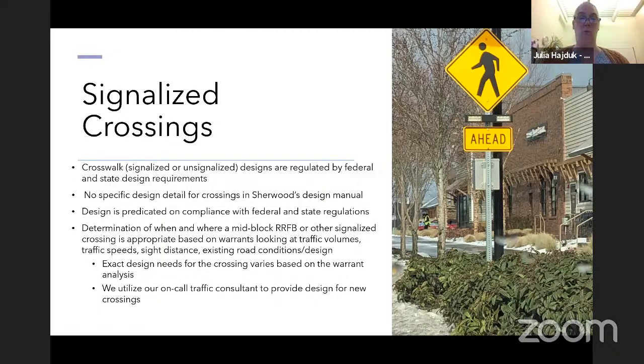Again, it needs to be based on warrants, looking at traffic volume, speed, sight distance, existing road conditions, and design. The exact design is going to vary depending on those situations. And then we utilize our on-call traffic consultant to provide the design for those crossings.